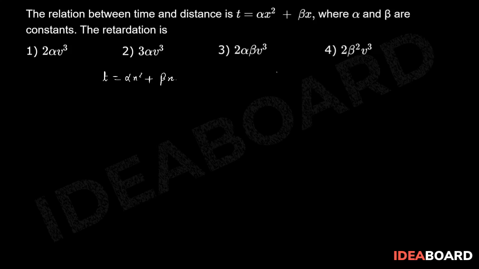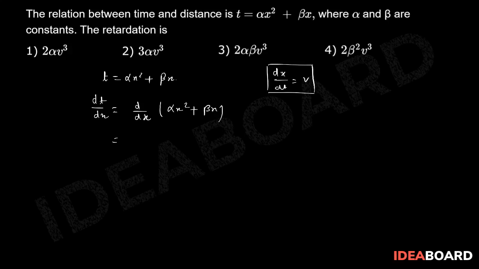Now, in kinematics, we know that dx upon dt will represent the velocity, where x is the position of the particle. Okay, so now what can we do? We can actually find dt upon dx. So if we do that, we get alpha x square plus beta x. Now they have provided that alpha and beta are constants, so alpha can be written outside. This will be x square plus dx upon dx. Obviously this value will become 1, and this is alpha into 2x plus this is beta into 1. So we achieve 2 alpha x plus beta.